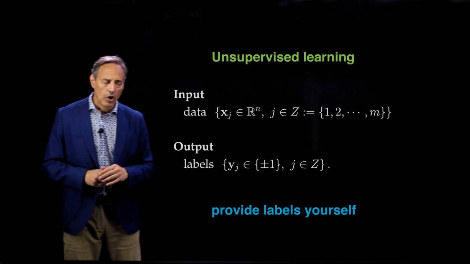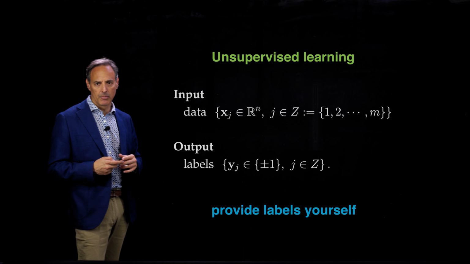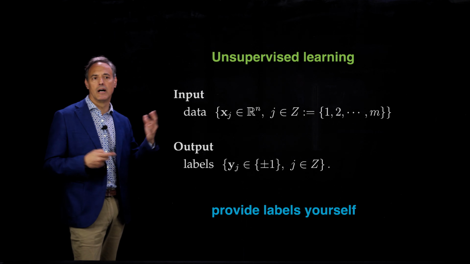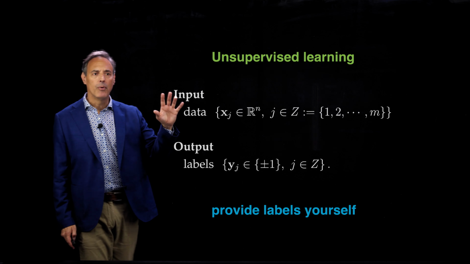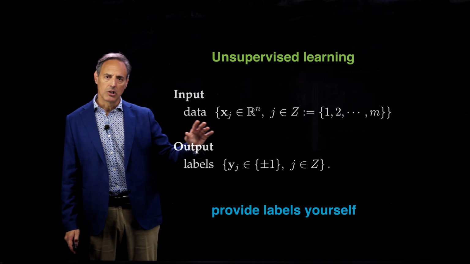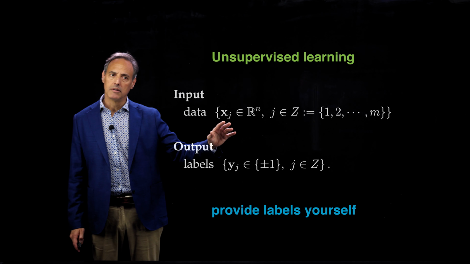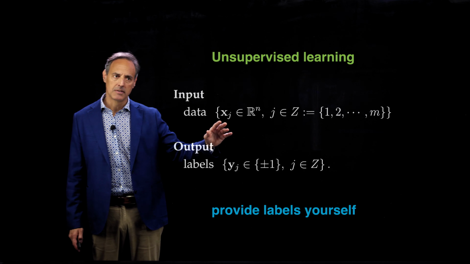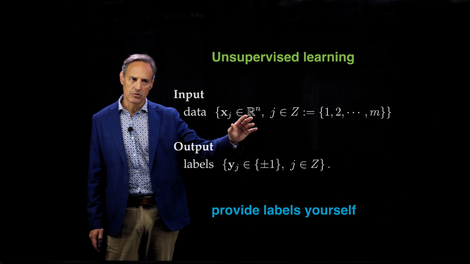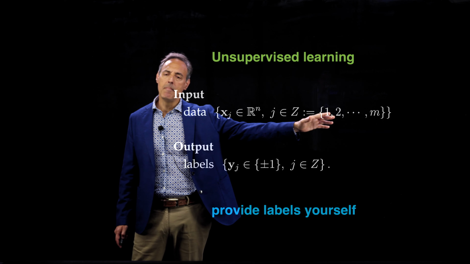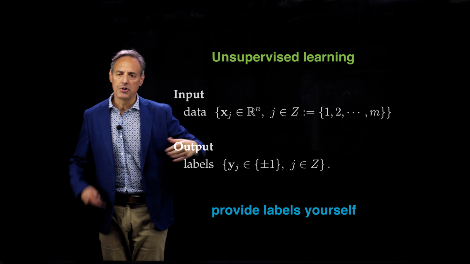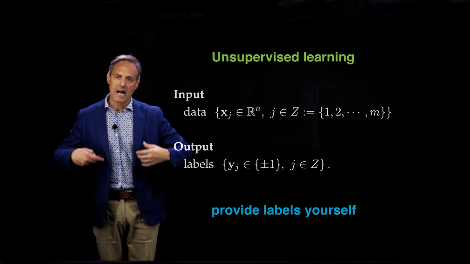And so now we can start mathematically formulating the problem, for instance, of unsupervised learning. And here's how it's structured. So the input is some data. Let's call it X of J. These are each data pieces. And of course, they live in some n-dimensional space. And J, I have M samples of data. So this is my input data that I give to you.